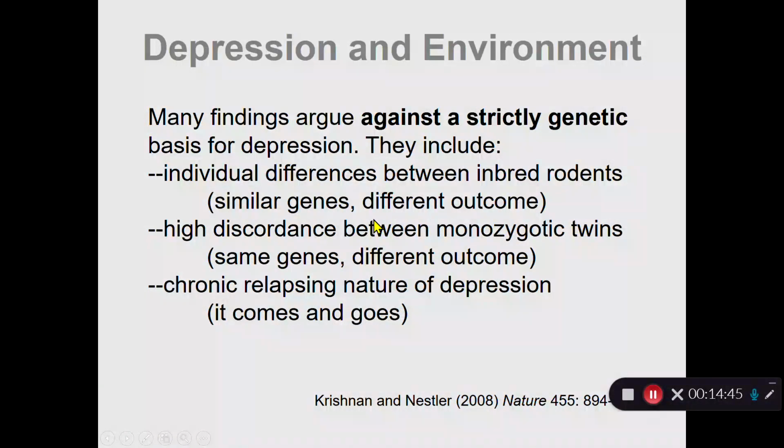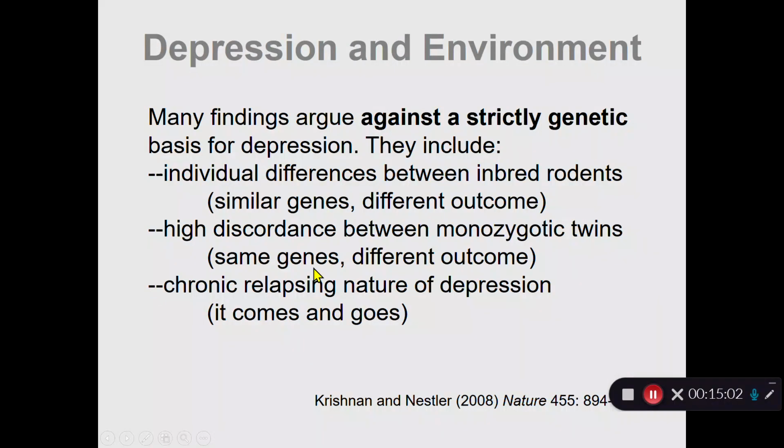What about humans? There's a high discordance between monozygotic twins. Monozygotic twins are identical twins. They have the same genes, but one identical twin can be prone to depression and the other not. There's got to be an environmental influence there.